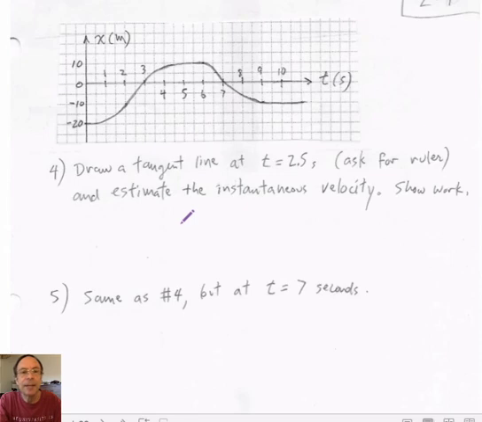Here is another exercise. I'd like you to draw a tangent line at t equals 2.5 seconds. In other words, draw a tangent line right here, and then from that, estimate the instantaneous velocity.